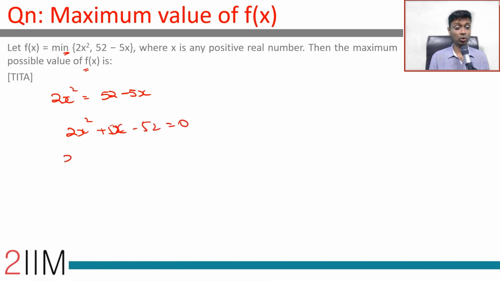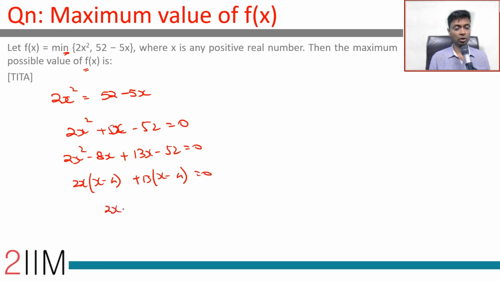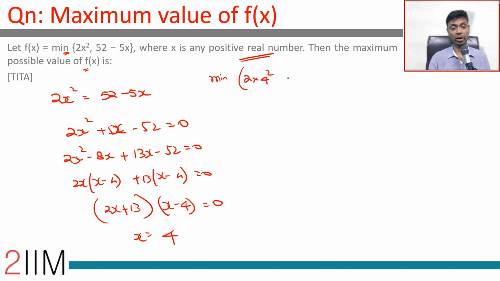2 into 52 is 104. This is 2x square minus 8x plus 13x minus 52 is 0. 2x into x minus 4 plus 13 into x minus 4 is 0. 2x plus 13 into x minus 4 is 0. X is minus 13 by 2, or x is 4. Talking about positive real number, x should be 4. Substitute that. We're talking about minimum value of 2 into 4 square, comma 52 minus 5 into 4. This is 32. This is 32. Or the value we are looking for is 32.